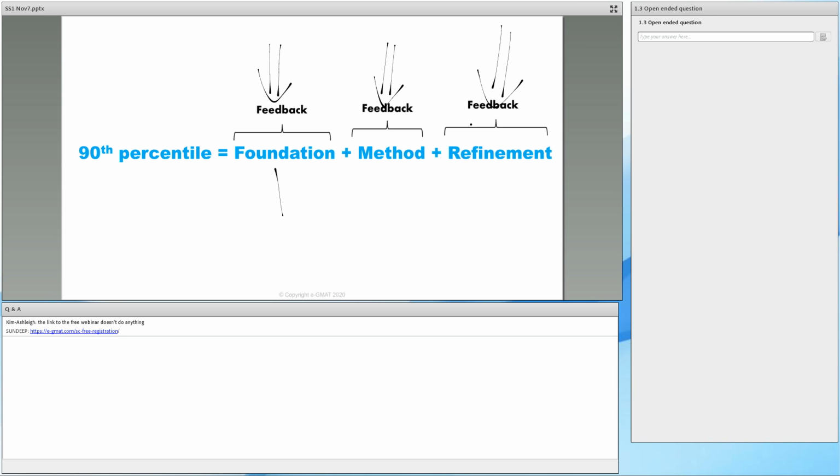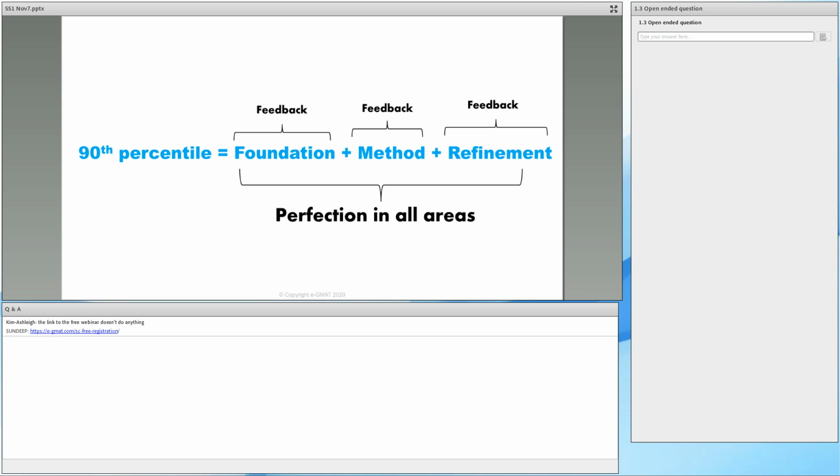Now, if you don't build the right foundation, the number of points of feedback over here just multiplies to 10x. But if you're doing the right kind of foundation, this stage is going to be the shortest stage for you. Why? Because you will already have most of the stuff that you need to get to that 90th percentile. But essentially, 90th percentile is about perfection in all areas. When you achieve that, that's when you get to that 90th percentile.